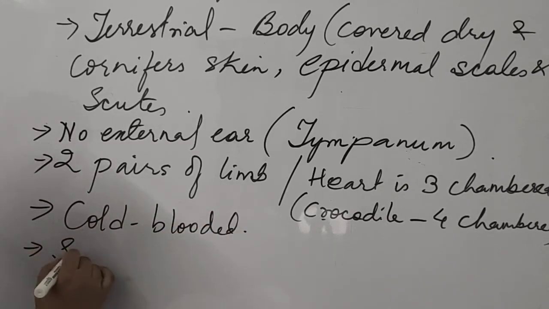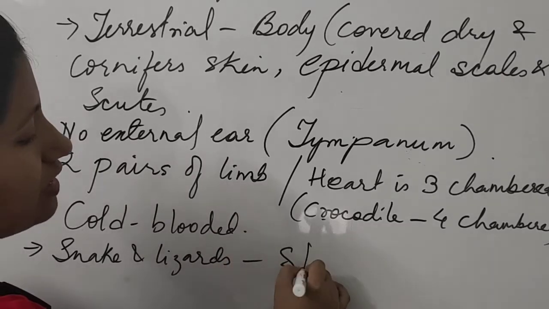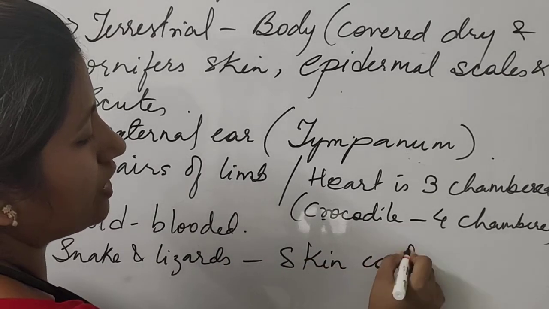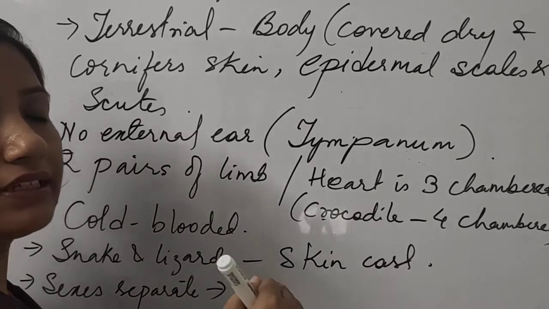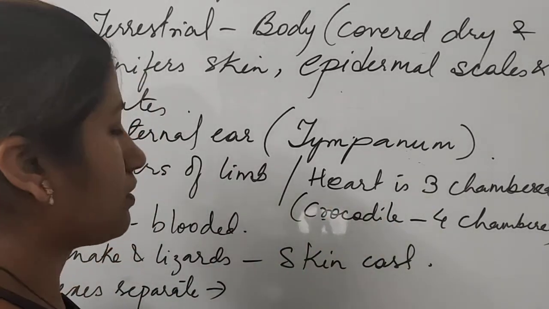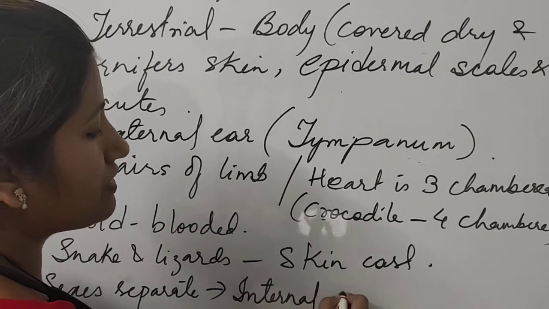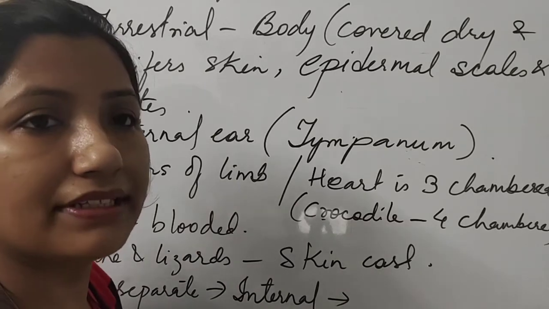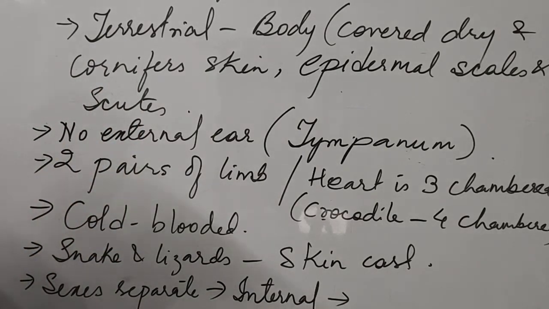Snakes and lizards, they have a special capacity of shedding their skins, which is known as a skin cast. Snakes and lizards, they can cast off their skin. Okay, and they have separate sexes. So that's why they need a different partner for fertilization, and fertilization is internal. That means the male will insert the male gamete in the female body, and the fertilization will take place inside.